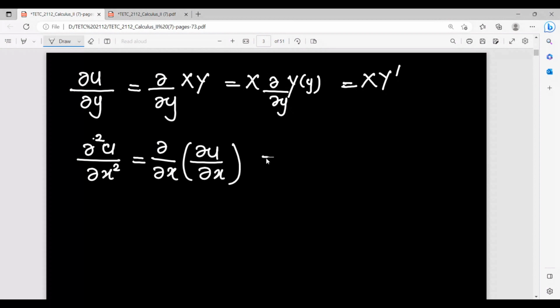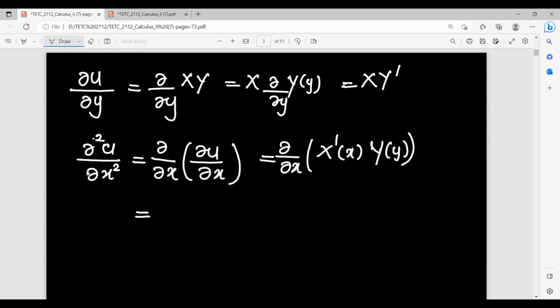So we have obtained an expression for the partial derivative of u with respect to x. What is it? It is X' Y. So we have to consider the partial derivative of this one again. Okay, find the partial derivative.